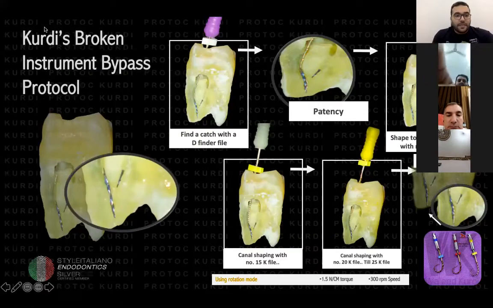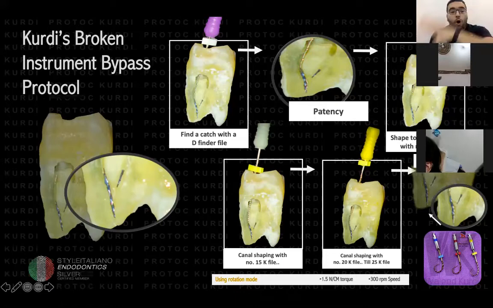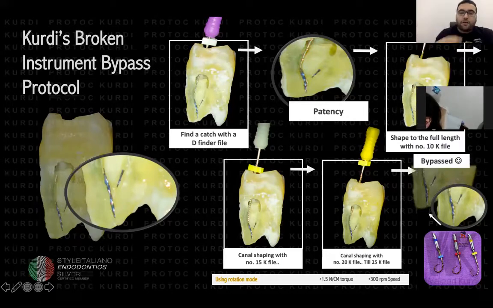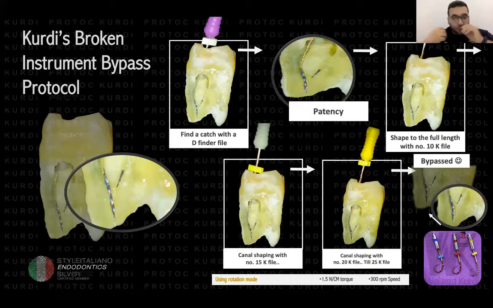errors. Now look, this is a little bit of a summarization of the whole bypass protocol. First with the D-finder to gain a catch, and then with K 15, 20, and sometimes 25, then the rotary files. Any kind of heat-treated rotary files you can use for making a good glide path up to 25. Hand file indeed.